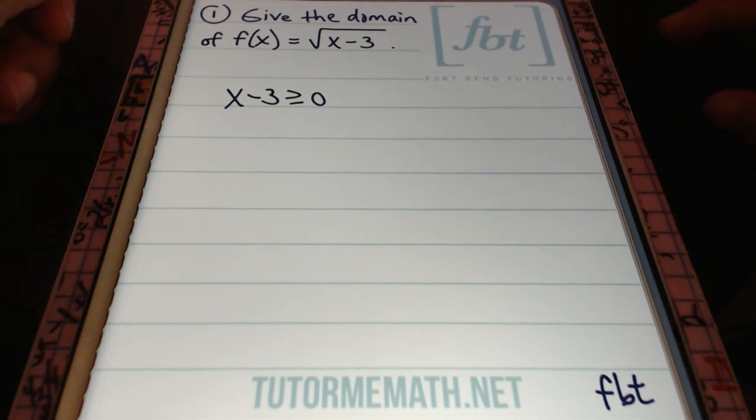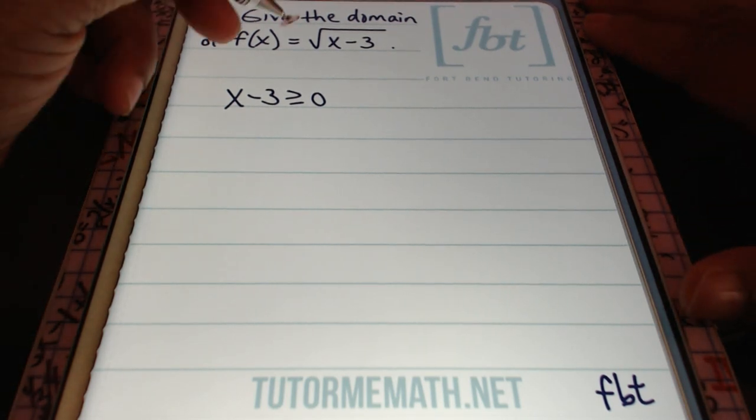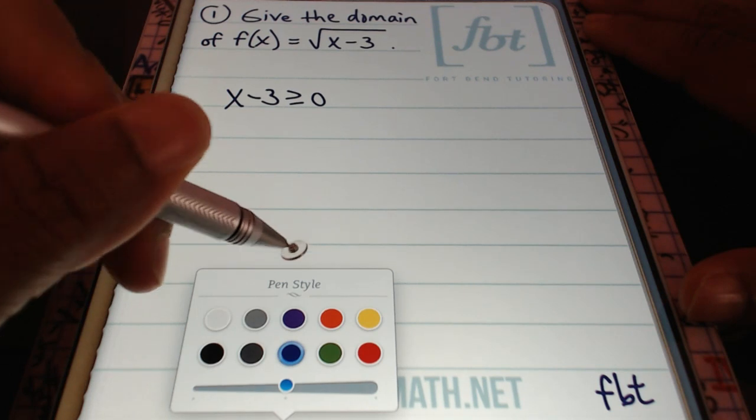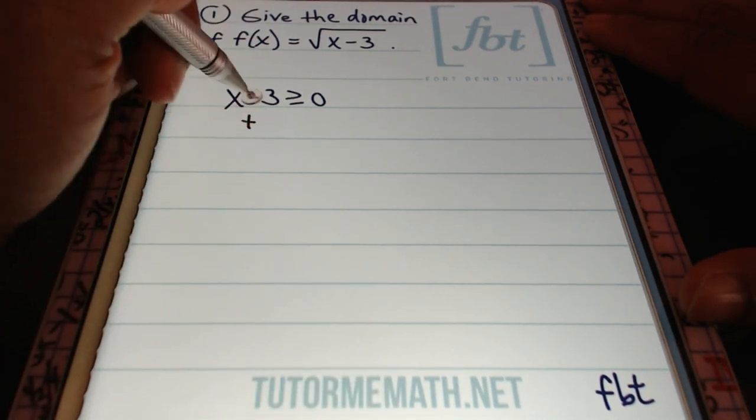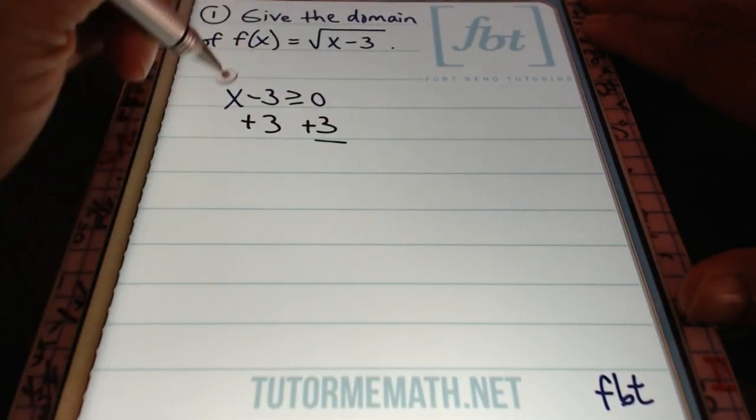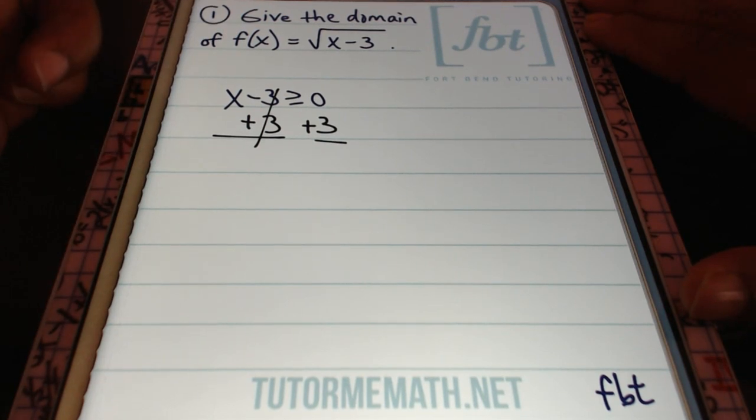So what I'm about to do right now is solve for x. So let's go ahead and first of all, get to some black. I need to be writing in black right now. What is wrong with me? So we're going to be adding 3 to both sides.